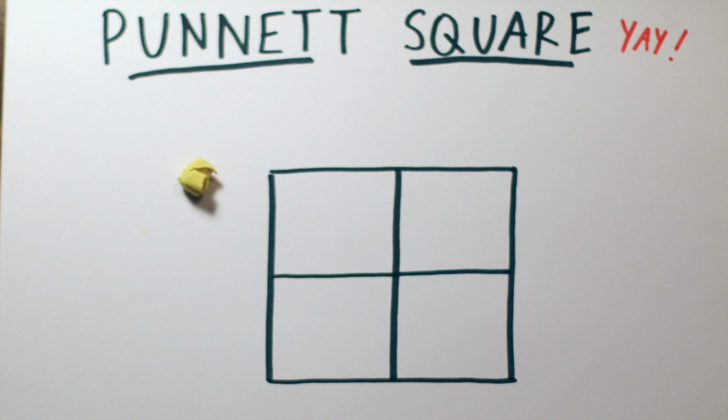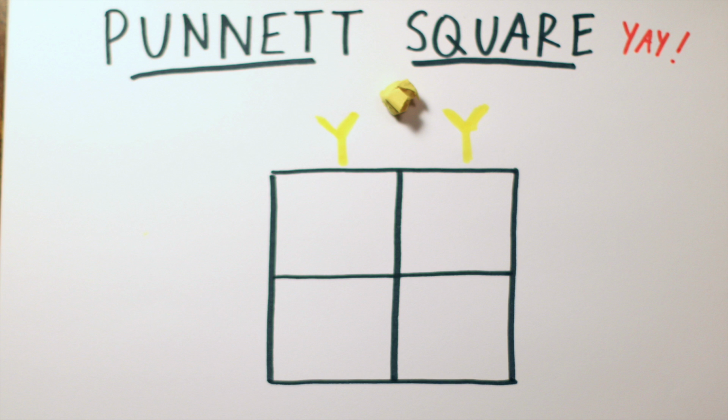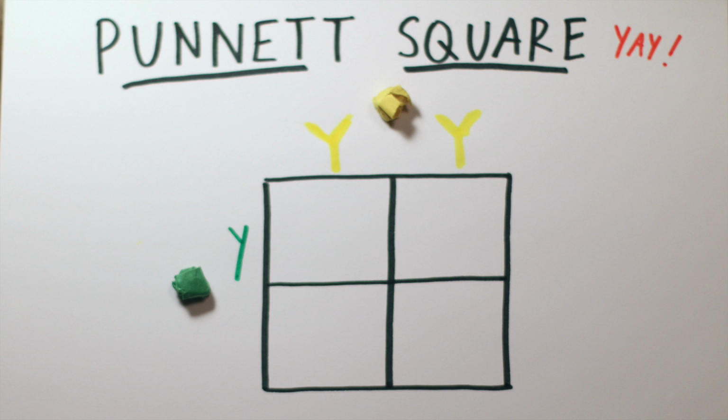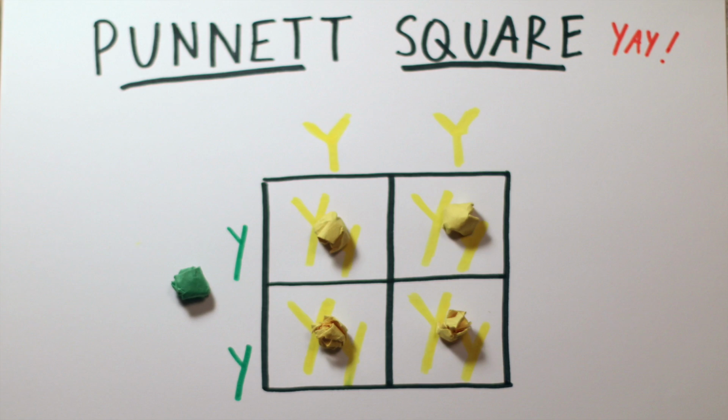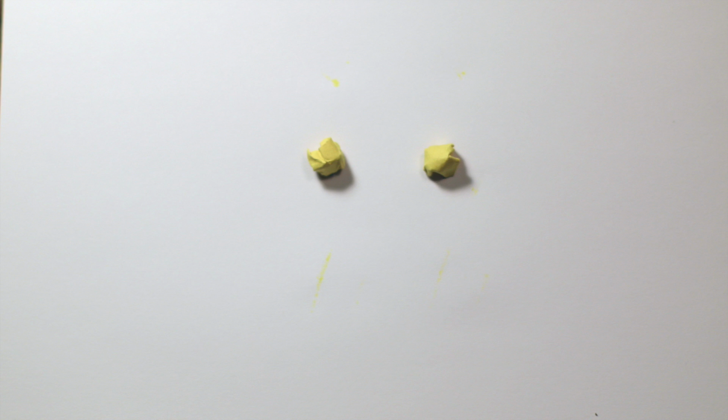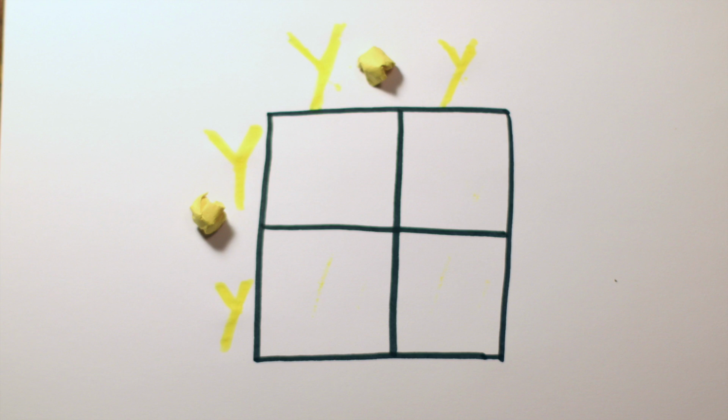So first we're going to have our yellow mom be big Y big Y, homozygous dominant, and our green dad is going to be little y little y. We'll go ahead and fill in our squares, and it looks like the offspring will be heterozygous yellow. So we're going to keep these two and use these for our next example.